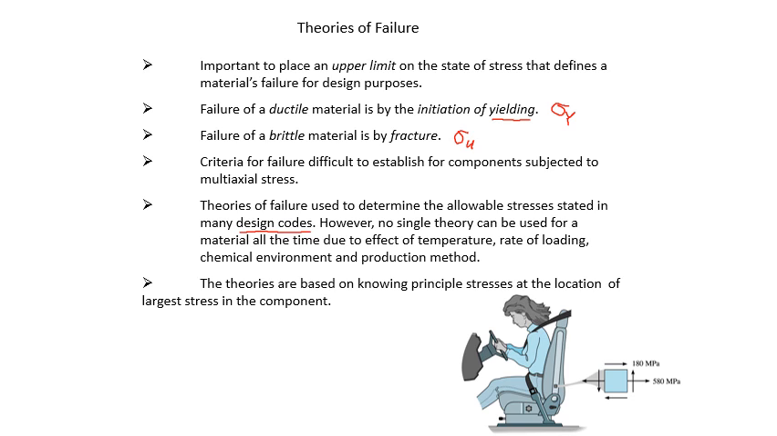However, no single theory can be used for a material all the time due to the effect of temperature. When temperature changes, material properties change. Rate of loading: when the rate of loading changes, material properties might also change. Chemical environment: when there are corrosive chemicals or chemicals that react with the materials in the component, it will also change the properties of the material. And finally, production method. Production processes will change material properties.